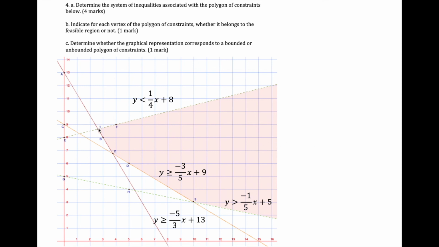I'm going to start with point 1. It's on a dotted line, so this is not part of the feasible region, so I'm going to say no. Point 2, solid line, that is not, but this one, solid line, yes. The next point 3 right here, the next vertex is no, it's on a dotted line, so no. No, yes, and no.